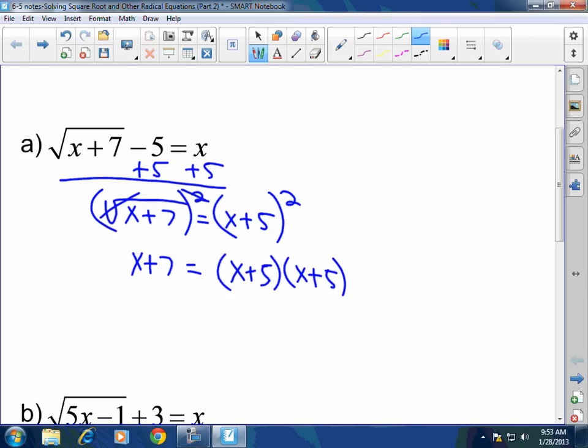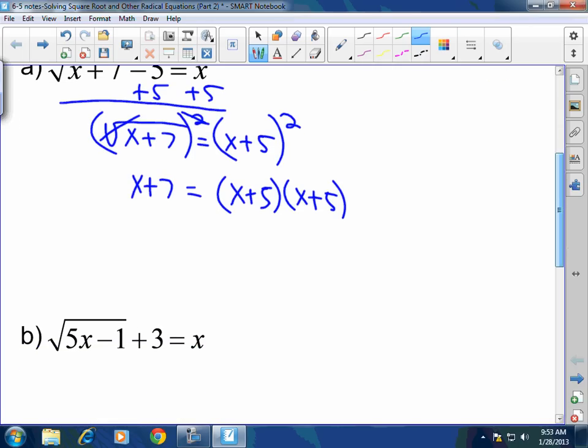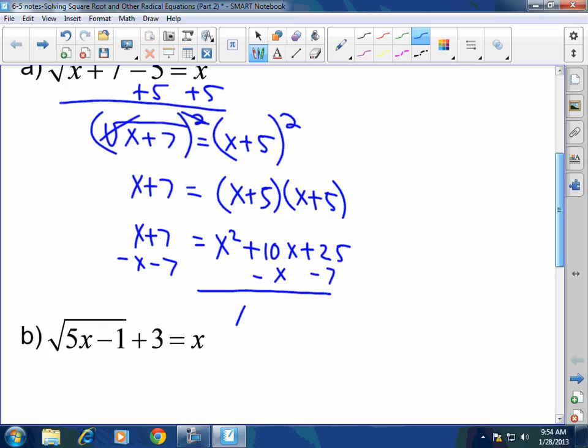This is when you really want to know the format. Remember that when you have a plus b times a plus b, it equals a squared plus 2ab plus b squared. So I'm going to make my life easy here. I'm going to go x plus 7 equals x squared plus 10x plus 25. Set this bad boy equal to 0. So subtract an x, subtract a 7, and it's x minus 7. I'm going to have x squared plus 9x plus 18 equals 0. We know how to solve this.